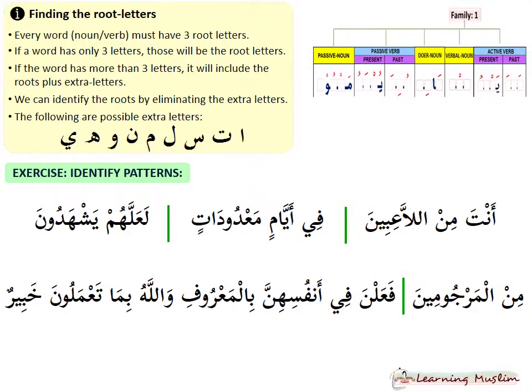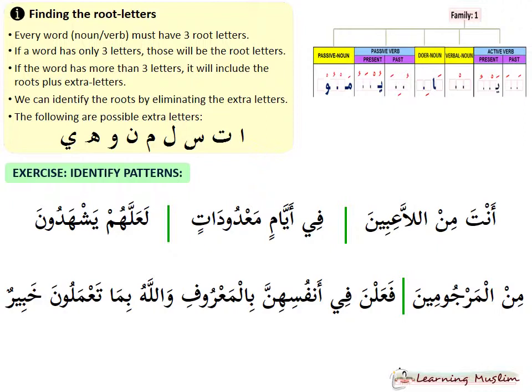And what are the extra letters? They are the following letters: alif, tam, sin, lam, mim, nun, waw, ha, and ya. Those are what we consider to be the extra letters. They are not always extra letters, they are possibly extra letters. It's possible that they could be roots in certain words, but generally if we have a word that is more than 3 letters, we will start looking at eliminating these letters first to identify our root letters.